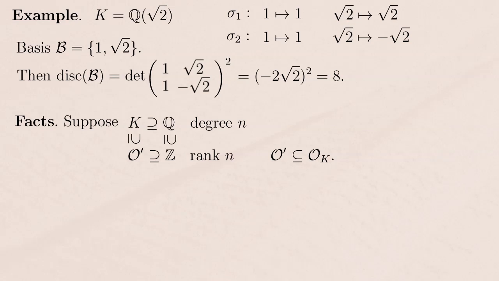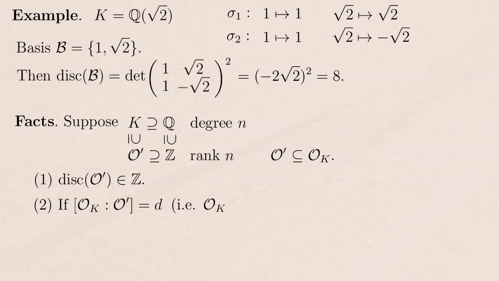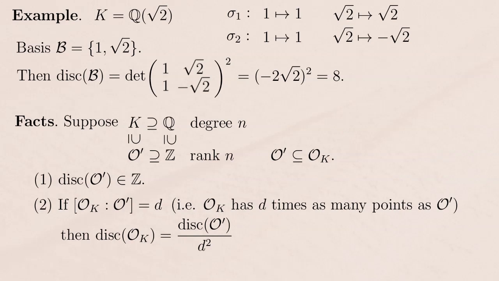OK might be bigger than O prime? Well, firstly, under this setup, the discriminant of O prime, that is, pick any lattice basis for O prime and then take the discriminant of that basis, is an integer. Secondly, let's suppose the index of O prime in the full ring of integers OK is D. That is, OK has D times as many lattice points as O prime. Then the discriminant of OK is always the discriminant of O prime divided by D squared. And of course that's an integer too.